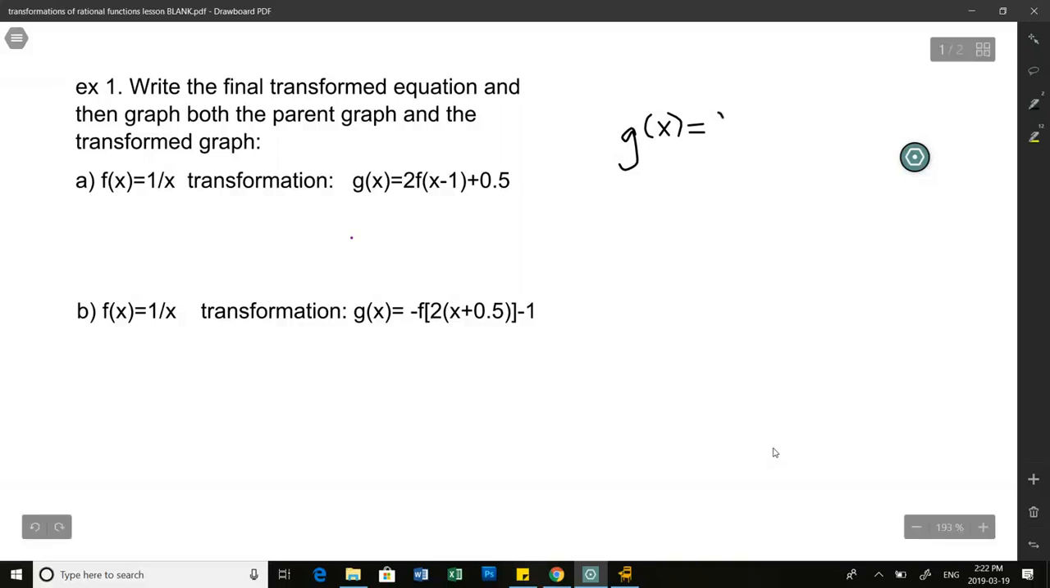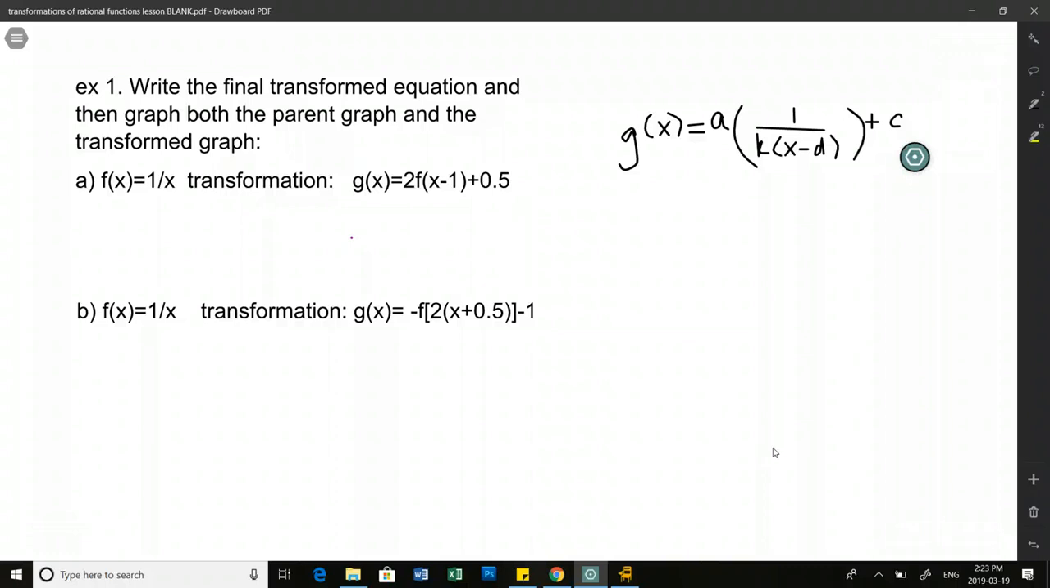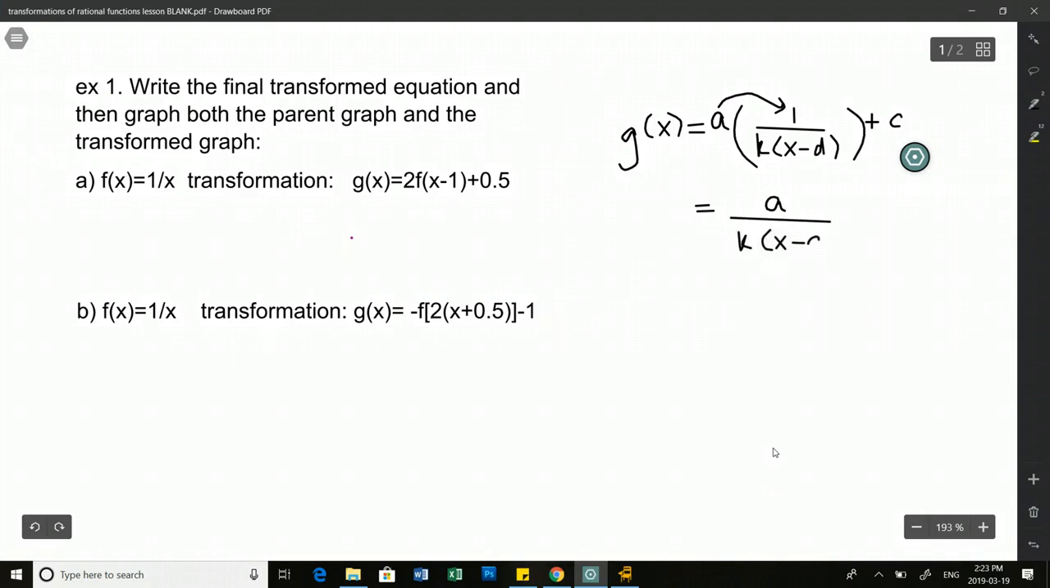So what ends up happening is I have the a and of course the c on the outsides of the function, and then on the inside here, we have 1 over x, and the k and d go into the denominator with that x. So what it ends up looking like is kind of like this. Okay? And then what happens when we simplify this is the a actually just gets multiplied in. So the a will be in the numerator. So this is how your final equation will look if your parent function is 1 over x.